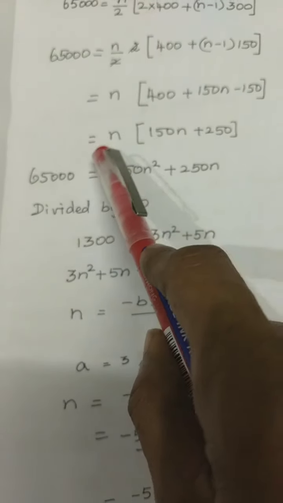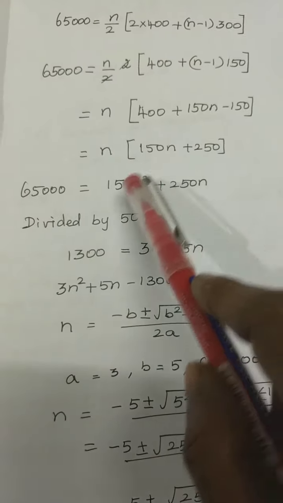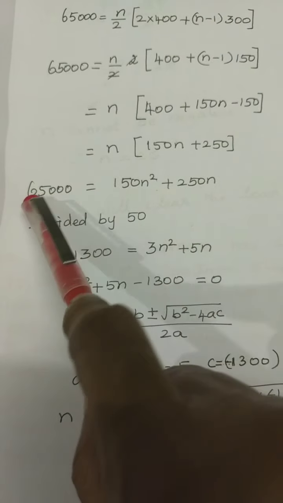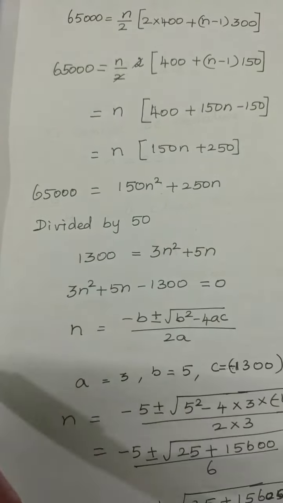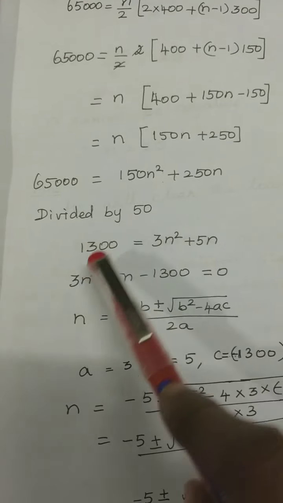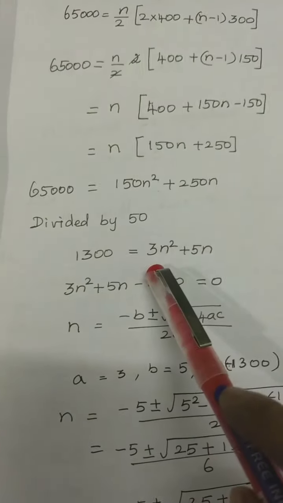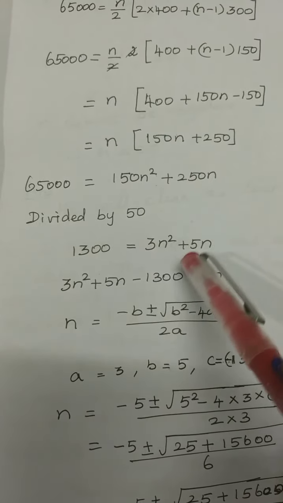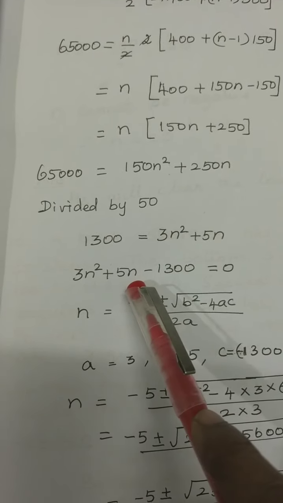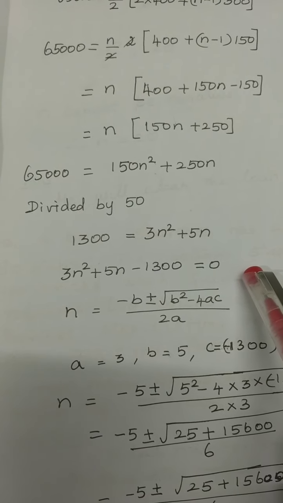Then you can multiply each term. Then if 150n² + 250n = 65,000, we can divide all these by 50. So 1300 = 3n² + 5n, that is, 3n² + 5n − 1300 = 0.